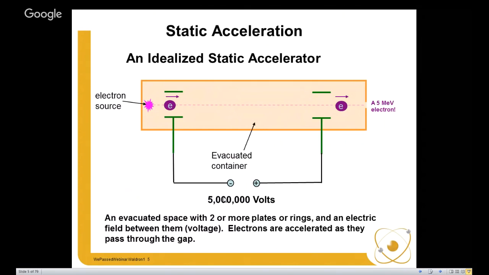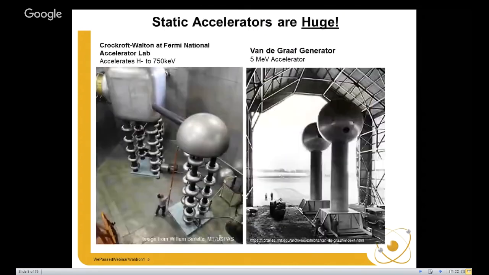If we want to establish a static potential of 5 million volts, we need some rather large insulating structures. On the left here is an image from Bill Barletta, who runs US Particle Accelerator School, of the injector portion of the Bevatron at Fermilab. Here they were just accelerating ionized hydrogen to 750 keV, and you can see that this is quite a massive structure. And this was a Cockcroft-Walton high voltage generator, and you really need a lot of space to maintain these kinds of voltages in the static setting.